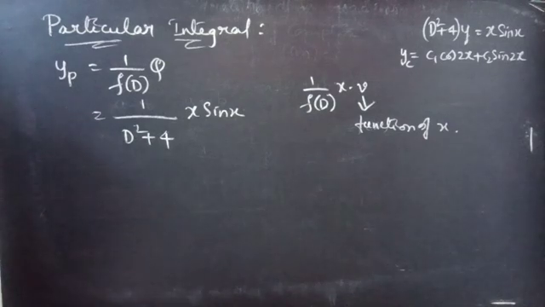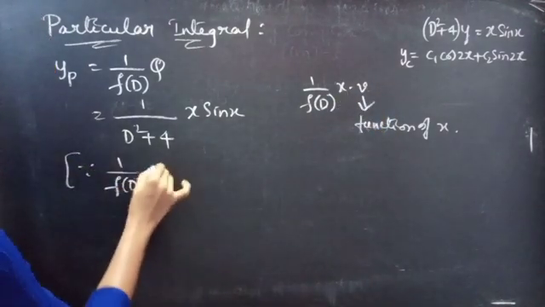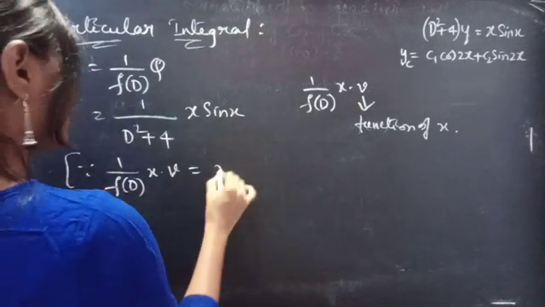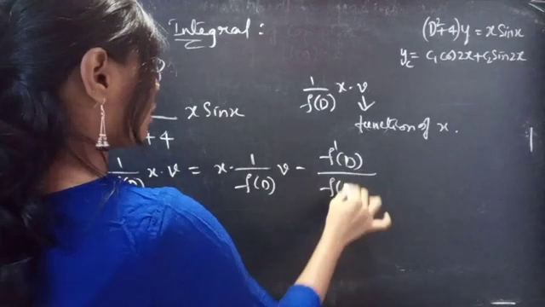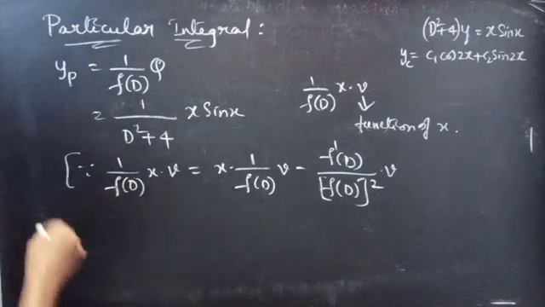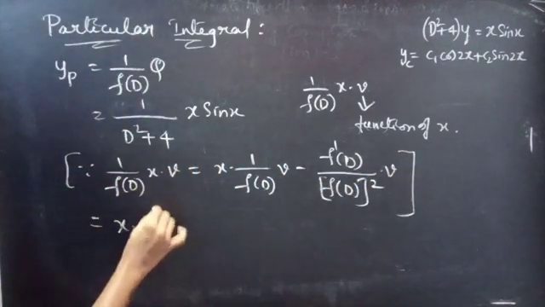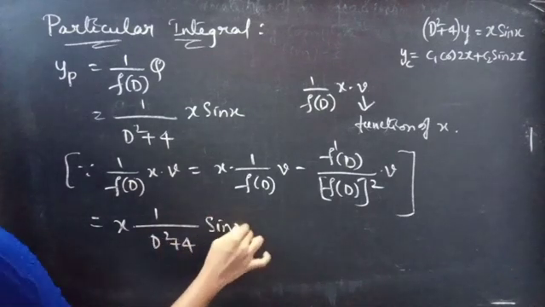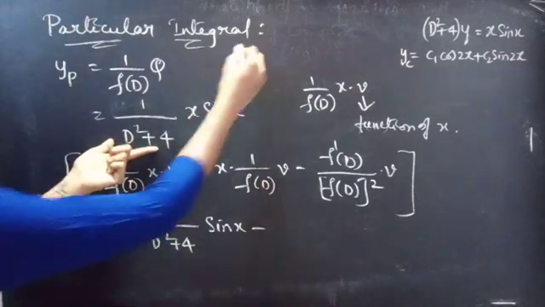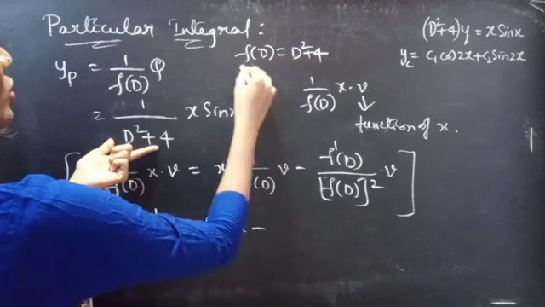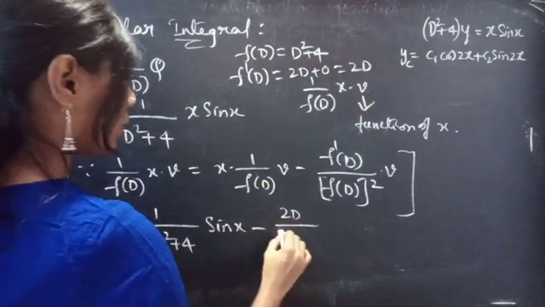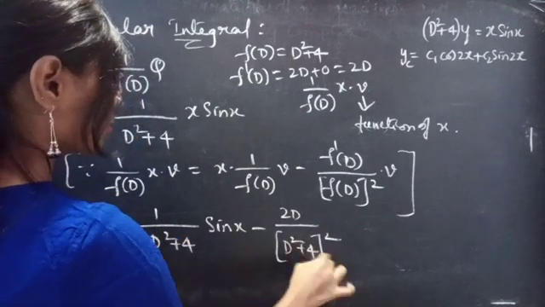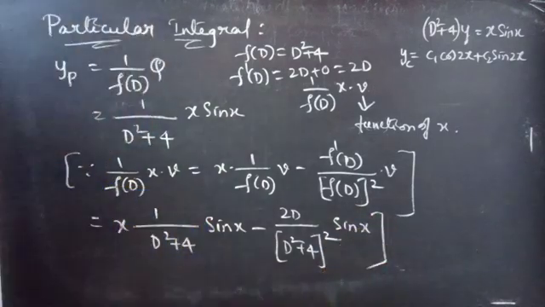So now, here we are having 1/f(D) into x into V, right? We use the formula: 1/f(D) into x into V = x into 1/f(D) into V - f'(D)/[f(D)]² into V. Then this becomes x into 1/f(D) into V minus f'(D). If f(D) is D² + 4, then f'(D) will be 2D + 0, just 2D, right? We'll get 2D by (D² + 4) whole squared into sin x.